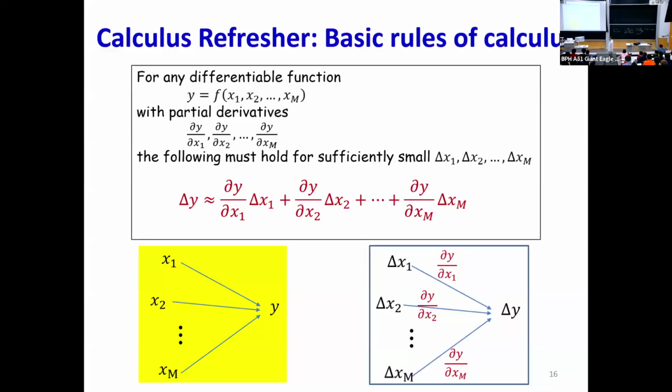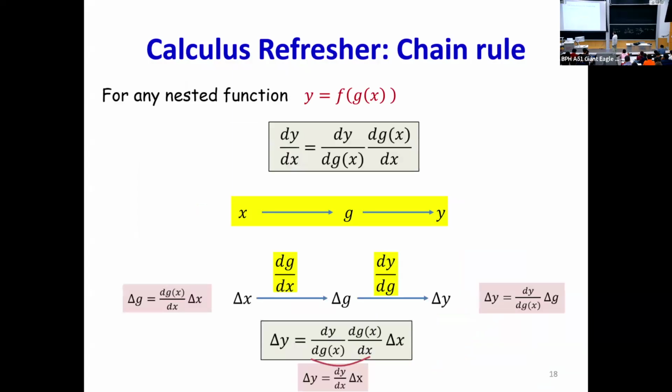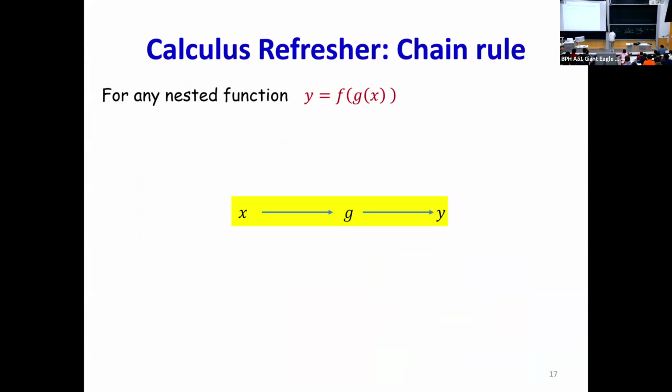No, okay. So now I have a nested function. Y equals f of g of x. When we draw an influence diagram, x influences g, and g in turn influences y, right? So the edges are like so: x influencing g influencing y. This edge is the derivative of g with respect to x. This is the derivative of y with respect to g, right?